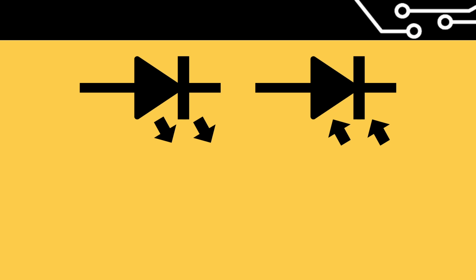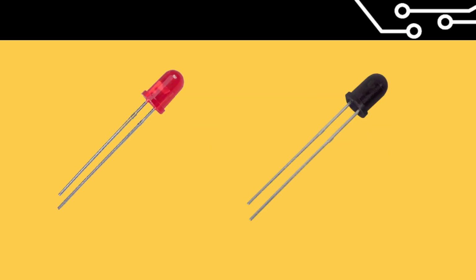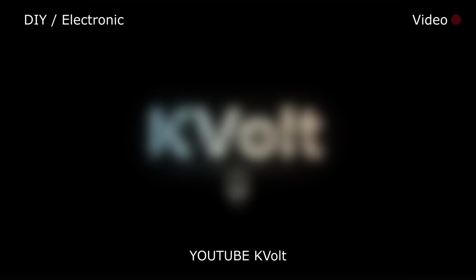They have similar symbols, but they are completely different. It's not just the direction of the arrows that's different. They might look alike, but their operating methods are completely different. In this video, we will learn about the difference between LEDs and photodiodes.